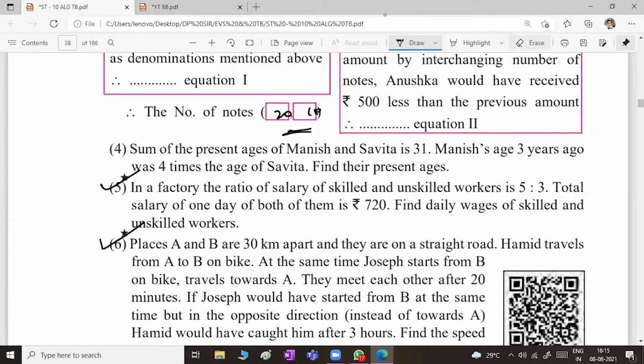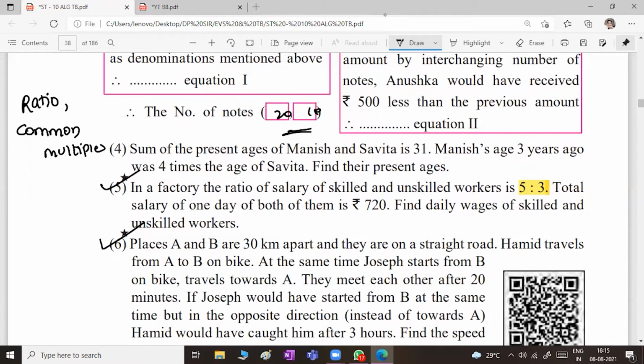In a factory, the ratio is given as 5:3, meaning we always have to take a common multiple. Whenever you see anything in the form of a ratio, I would suggest taking a common multiple. Okay. Now go ahead.